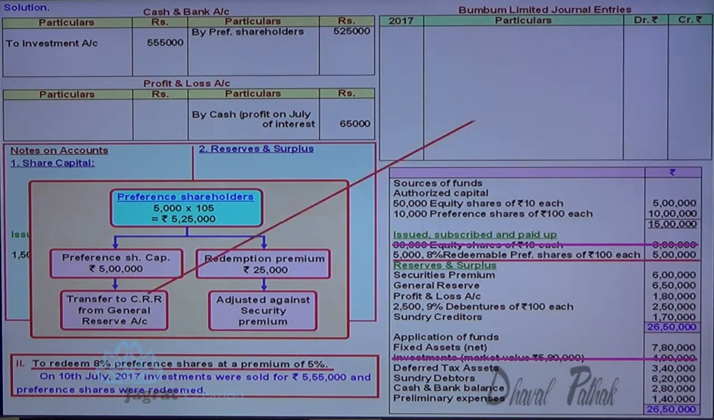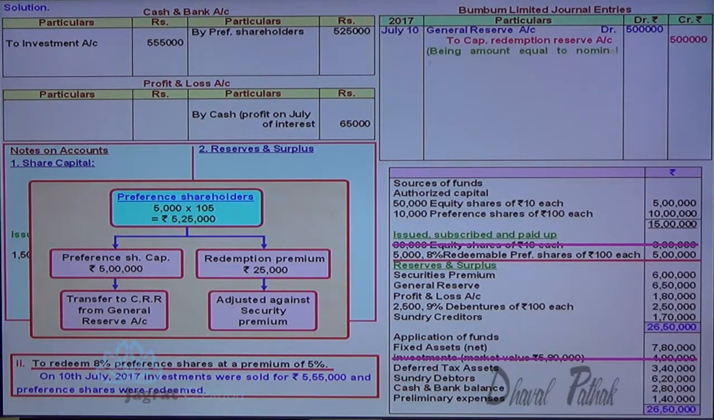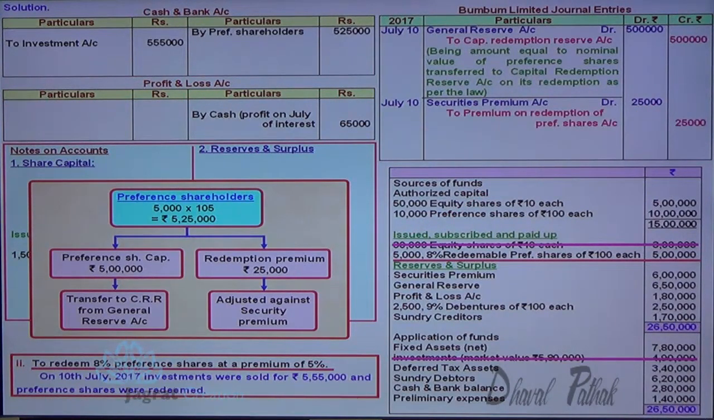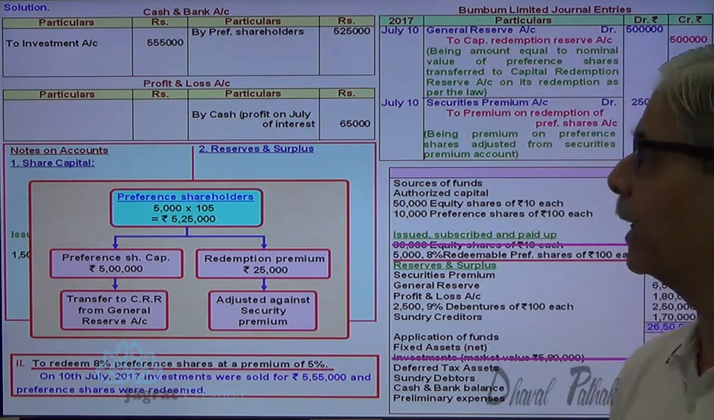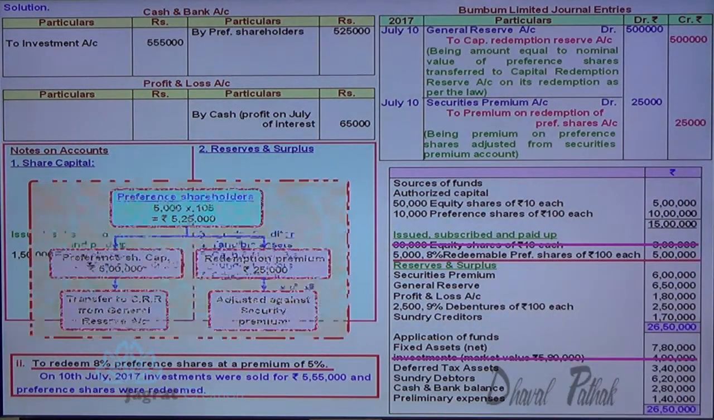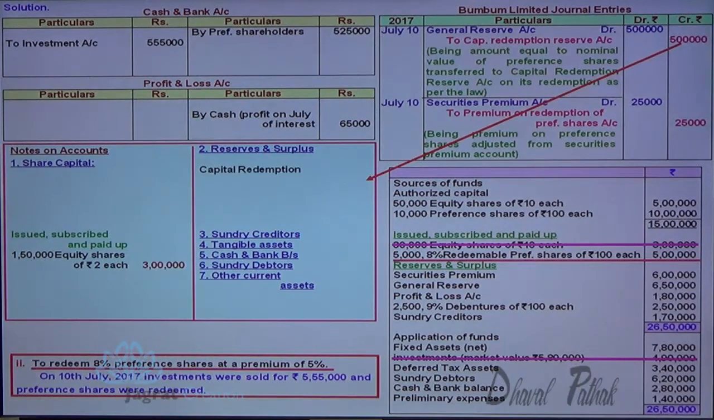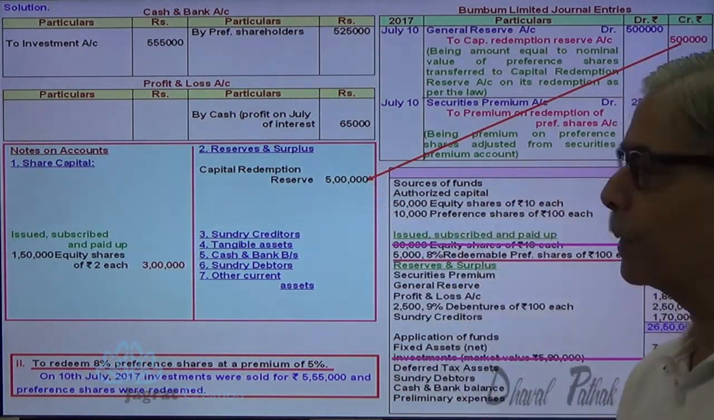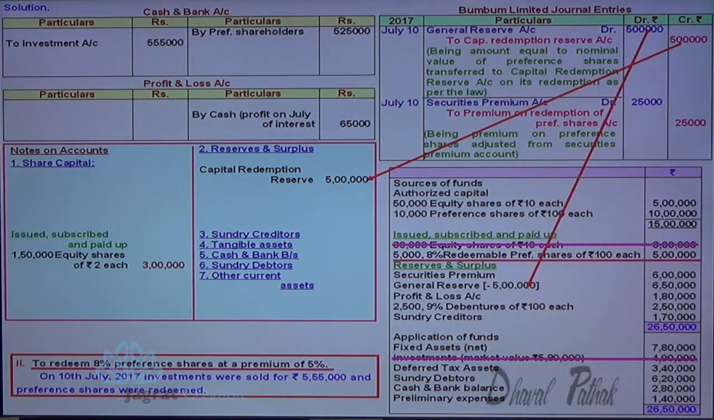Now provision is to be made out of general reserve. So general reserve account debit to capital redemption reserve account credit, and security premium account debit to premium on redemption of preference shares account credit 25,000. So this is how 4 journal entries are recorded. Now from general reserve 5 lakhs will be deducted and capital redemption reserve account will appear in reserves and surplus here, 5 lakhs. And 5 lakhs are required to be deducted from this 6,50,000.